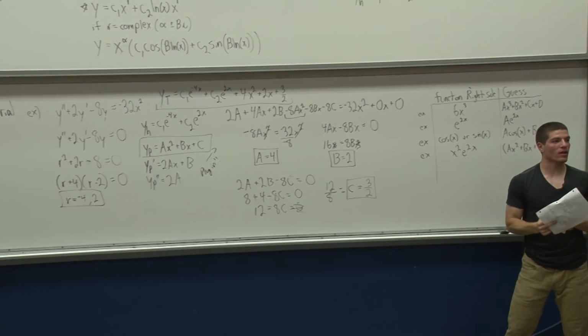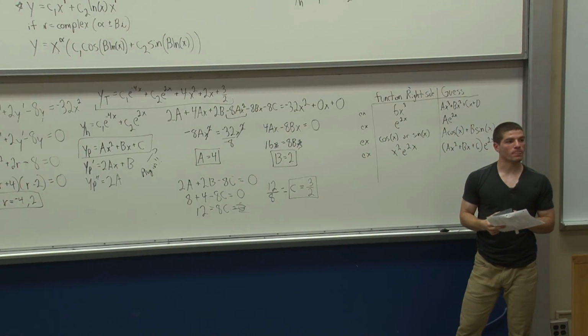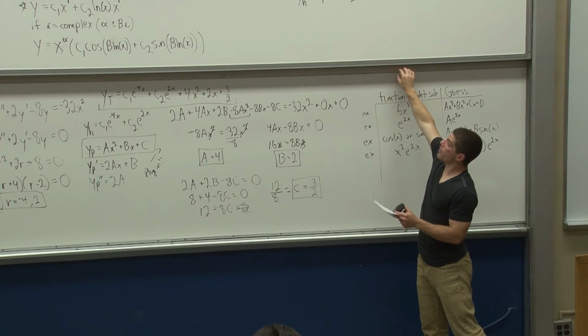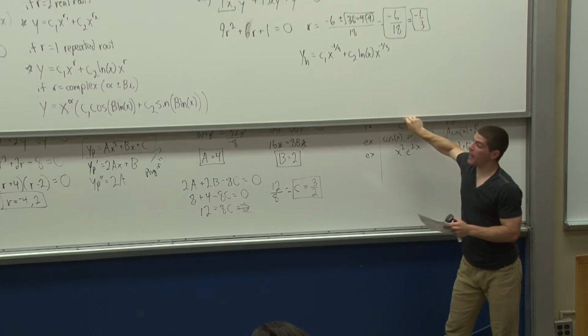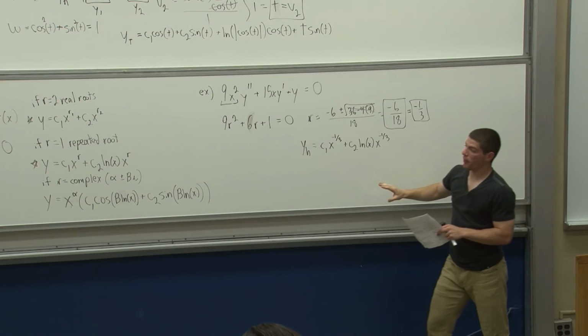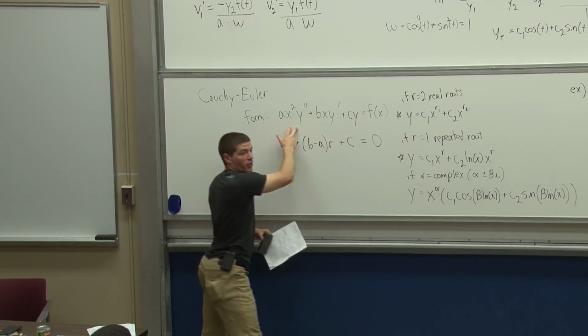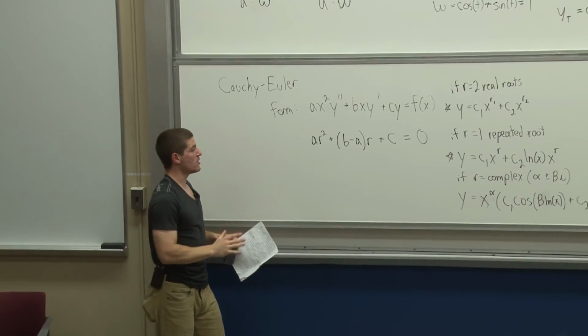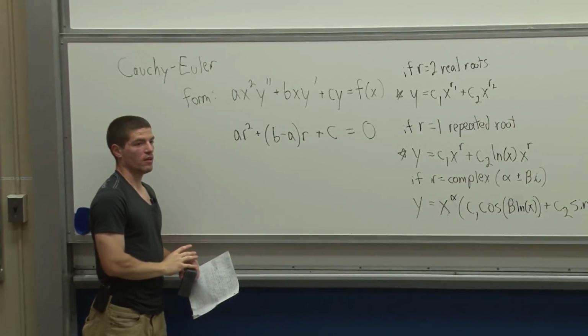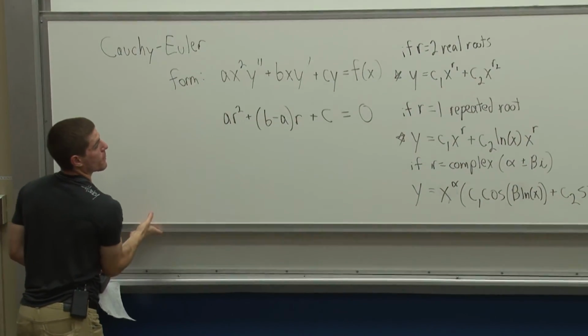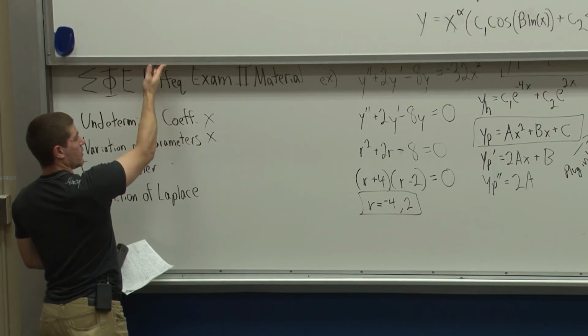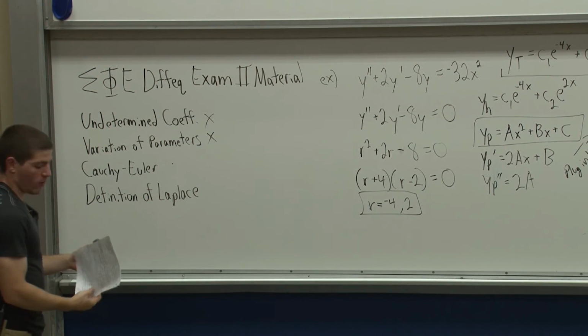The particular part? Yes. So f of x, in this case, f of x is 0. This is the form that you're going to get when you use Cauchy-Euler, but it only is a method to solve your homogeneous equation. Okay. All right. So now we are almost done.